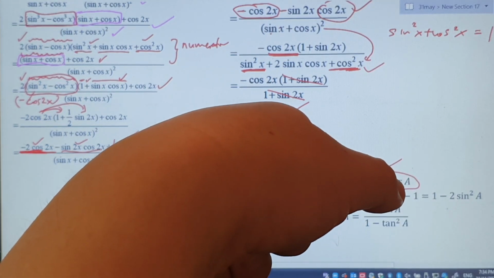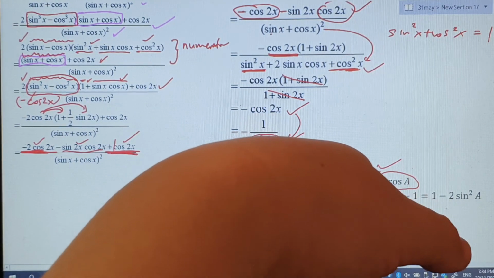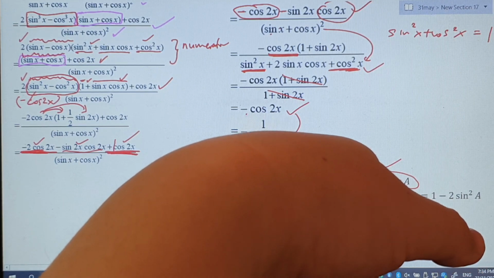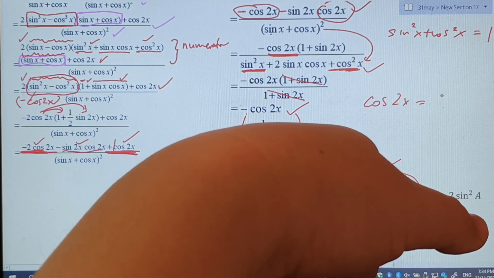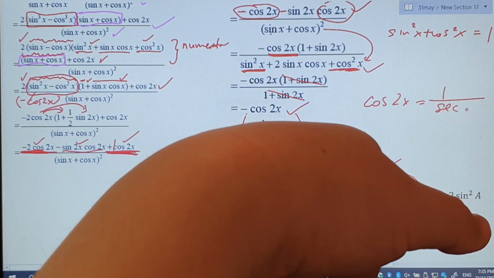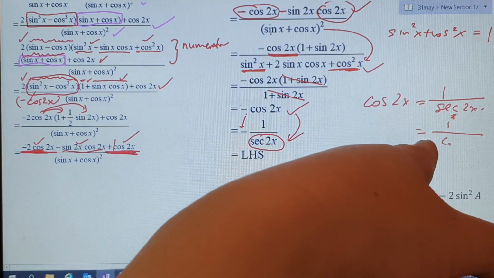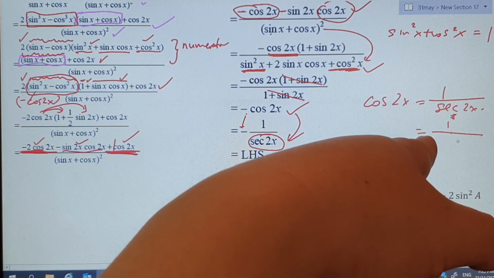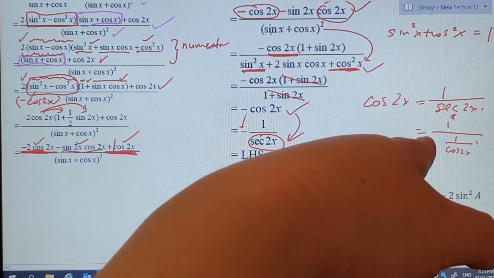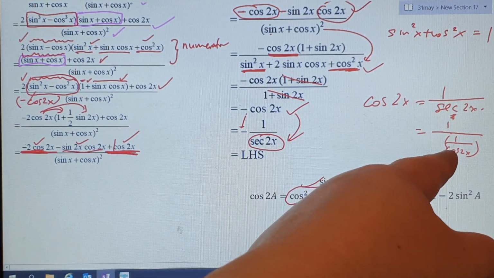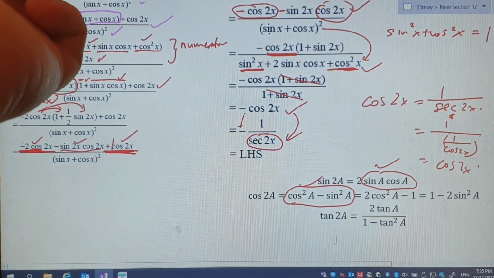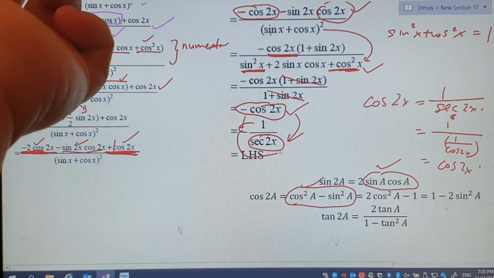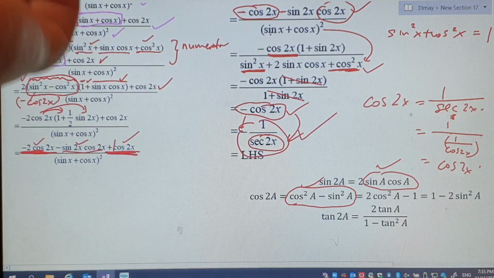Now, this minus is still this minus. But this cos 2x, I can write it as 1 over secant. Why? Because secant is 1 over cos 2x. So 1 over this is actually you flip to get this. So this is actually the same as this. Proven already. So that's all.